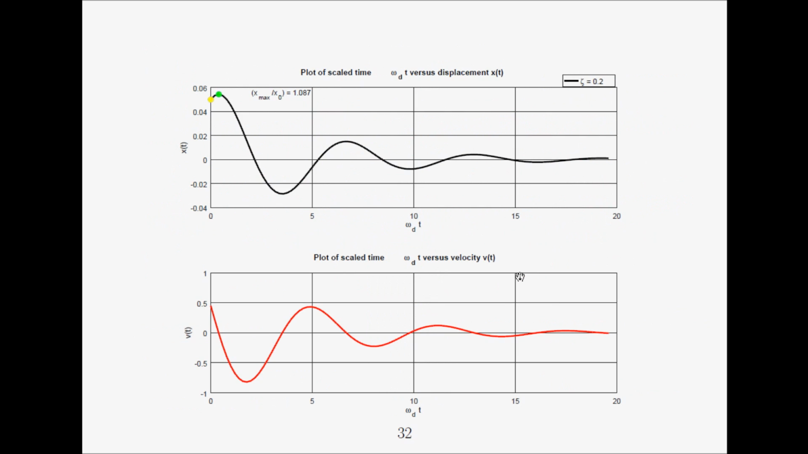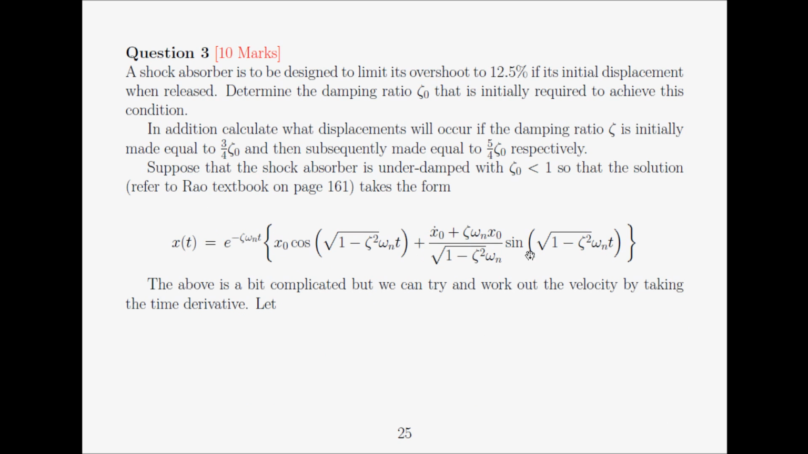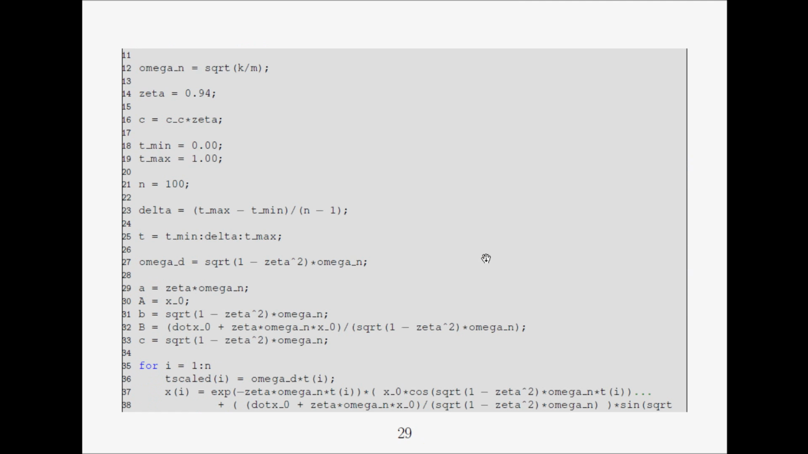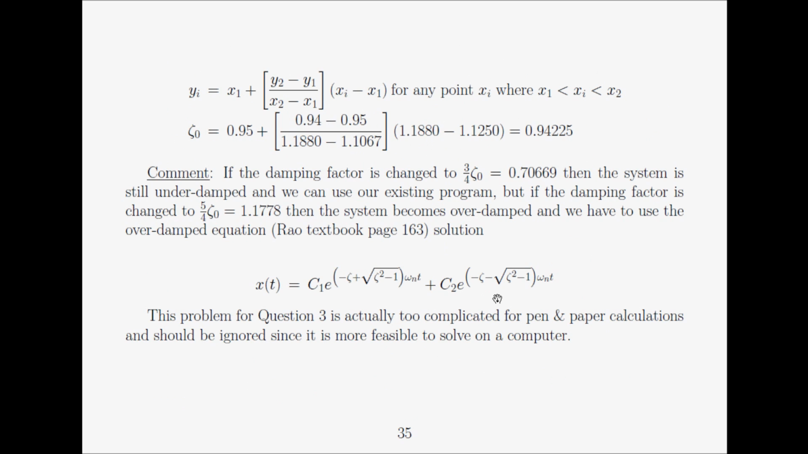What that means is, if we have an underdamped system, we can use this particular equation. And this will only work if zeta is less than 1. However, if zeta is larger than 1, that equation will not work, and we then have to use the generic equation where zeta is greater than 1. There's an equivalent formula for the particular case when zeta is exactly equal to 1. So this problem for question 3 is a little bit too complicated for pen and paper calculations, and it's more appropriate for solution on a computer, MATLAB or Octave, or Python or Excel, or whatever the case is.